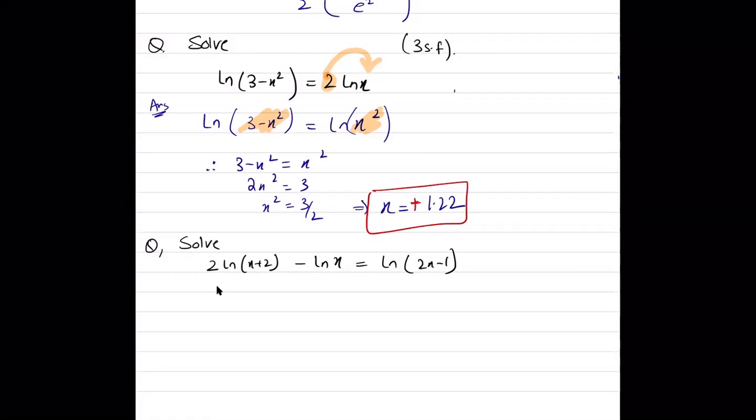What is the first step that comes to your mind? Just square too. I can take this 2 as a power. Yes, power. So this is going to be ln of x plus 2 square.